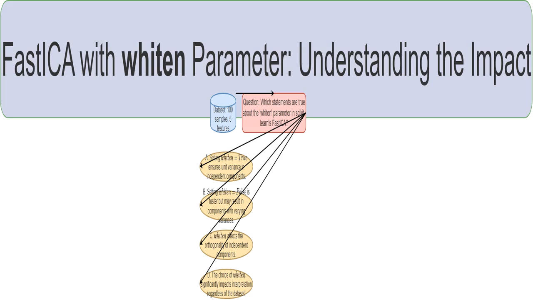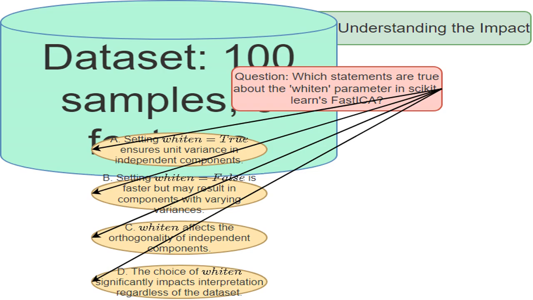I see that you're working with Scikit-learn's FastICA algorithm, which is used for independent component analysis, ICA. The WHITEN parameter is key here. It controls a pre-processing step. Think of it like preparing your ingredients before you start cooking. It affects the final outcome. We have 100 data points, each described by 5 different characteristics or features. This is our raw data that FastICA will process.